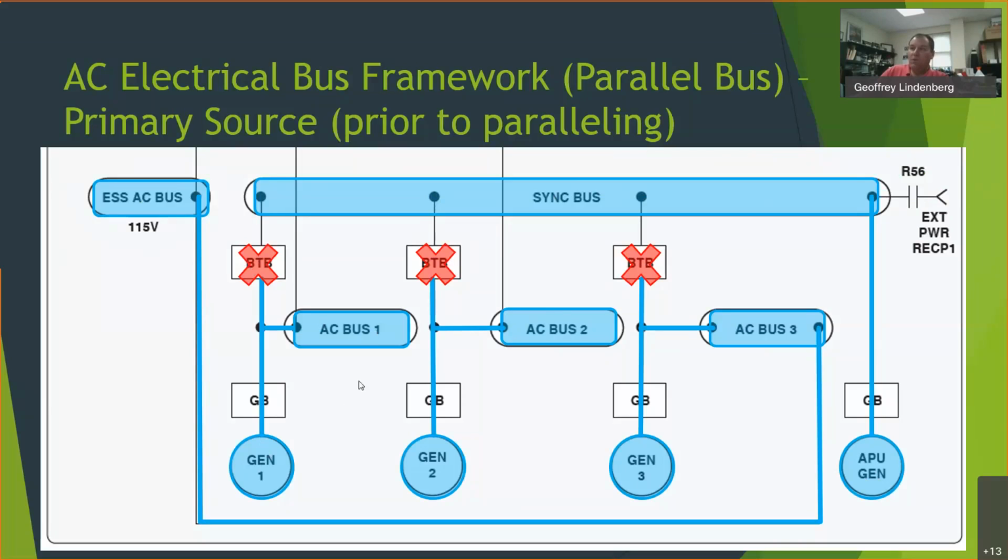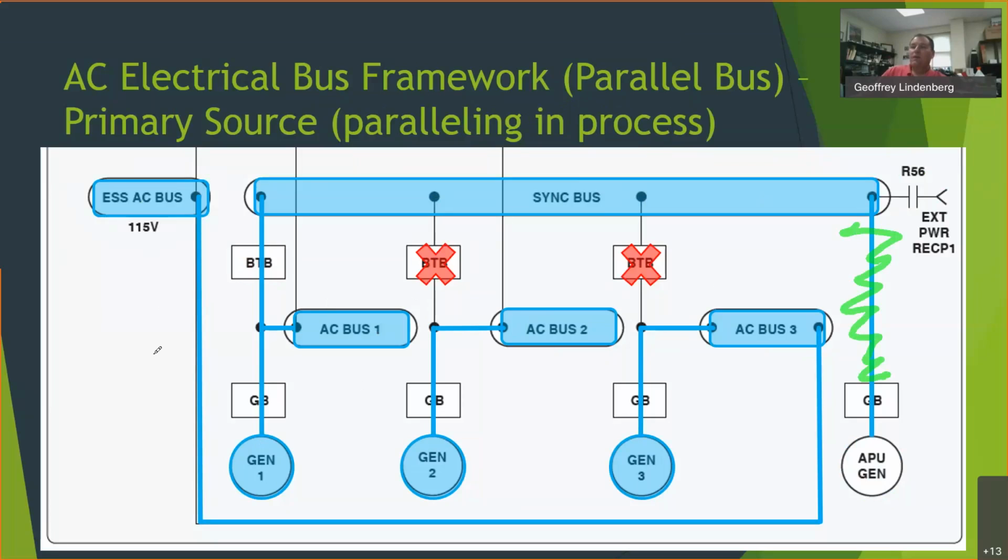Okay. And once we've started all 3 generators here, we can shut off our APU generator. And so once we shut the APU generator off, now we can close our bus tie breaker, and there shouldn't be this line here. This line's not here anymore. We close that first bus tie breaker, and now generator 1 is going to power our AC bus, and it's powering our sync bus.